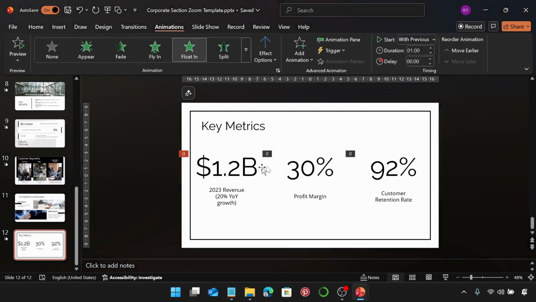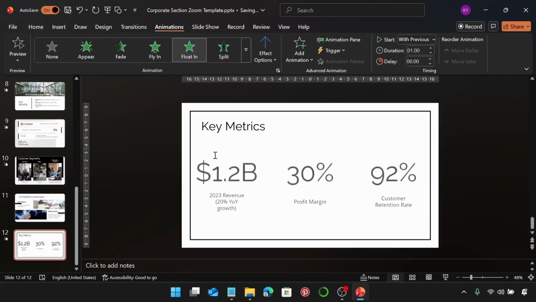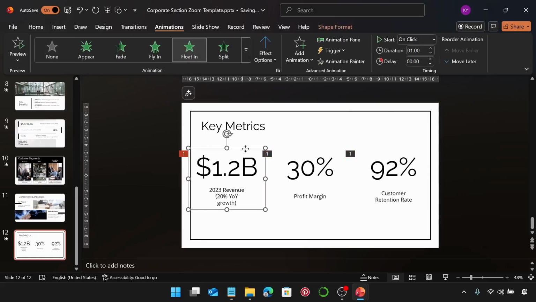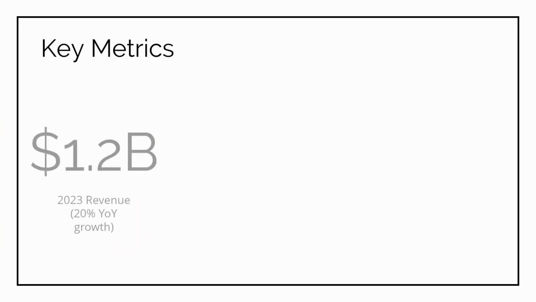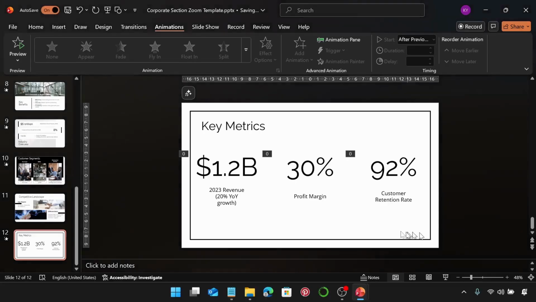I'm just going to select all the animations and delete them. I'm going to do that again, float in, and I'll start with this one. Animation, the start is with previous. This is going to be after previous, and this one also is going to be after previous. And run the slideshow again, and this is what I actually wanted. So yeah, this is the key metrics slide.